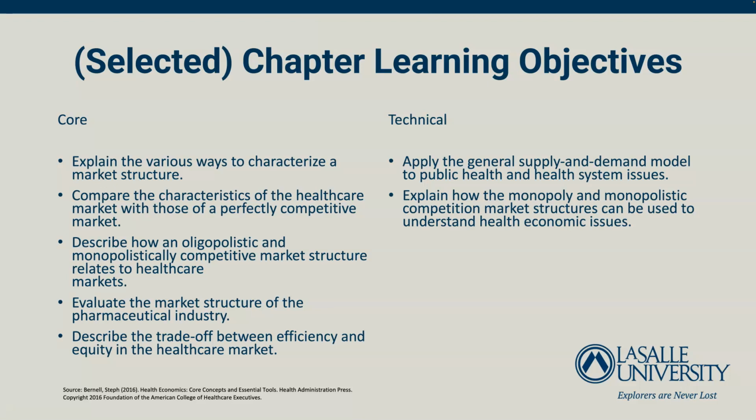You should be able to apply the general supply-demand model that we examined in Chapter 5 to public health and health systems issues, where we will consider the market for personal protective equipment and why there were persistent shortages in PPE over the pandemic years. You should also be able to explain how the monopoly and monopolistic competition market structures can be used to understand health and economic issues.